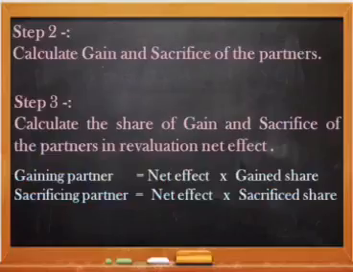The second step is to calculate the gain and sacrifice of the partners, just like you were doing in previous classes, by calculating the sacrificing ratio, old ratio minus new ratio. In the third step, you will calculate the share of the gain or sacrifice in the net effect that we calculated in step 1. So the gaining partner's share will equal net effect into share gained, and the sacrificing partner's share will equal net effect into share sacrificed.